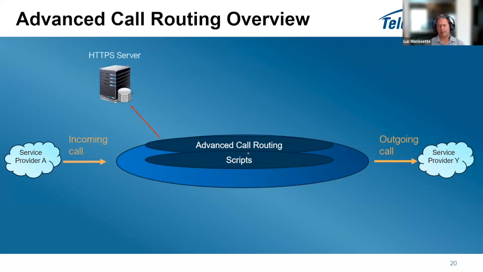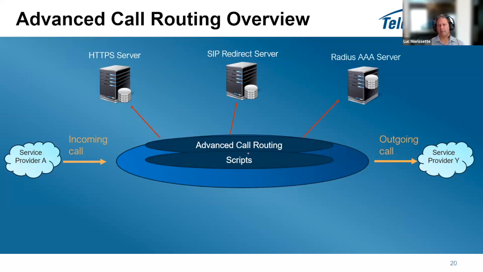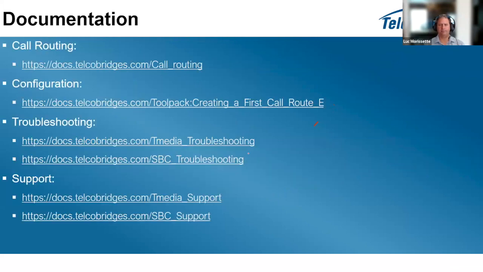Additionally to that, we can access external systems, for example, HTTP servers with REST APIs, SIP redirect server, and Radius AAA servers to allow us to do even more advanced call routing functions. Right? So I will show this in other trainings we'll do later this year. Documentation we have: call routing, configuration for call routes, troubleshooting, T-Media and SBC, support T-Media and SBC. I'll show you those links in a minute, but you have them here.